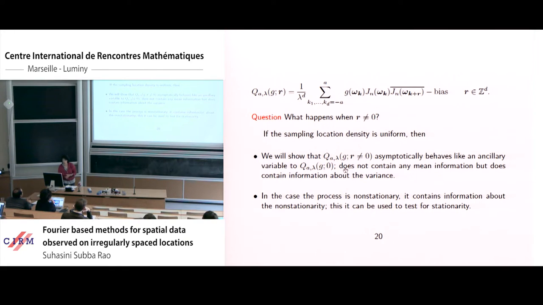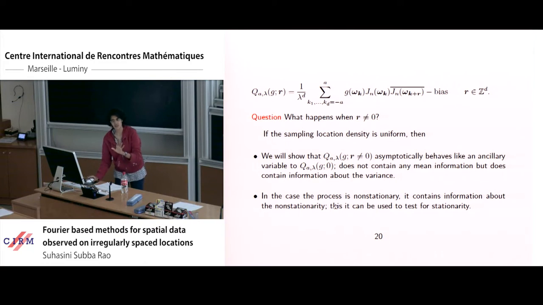Also, when R is not equal to zero, in the case that the locations are uniformly sampled, we have a sort of dichotomy going on. When it's stationary, this is estimating zero, essentially. And when it's non-stationary, then this is not estimating zero. So you can use that difference to test for stationarity. But I'm not going to look at that in this talk.